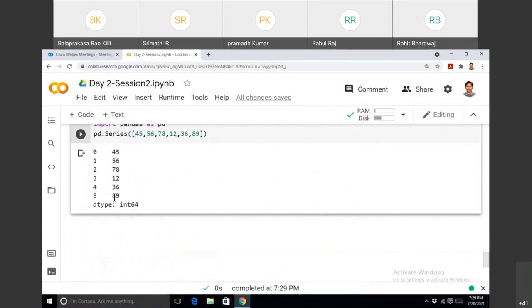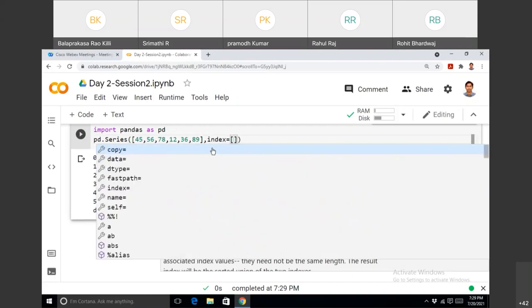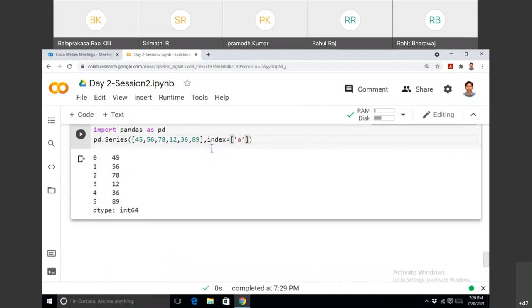So what is the advantage of these explicit indices? Although it is giving these default indexes, you can give your own indexes. How to give your own indexes? There is an option called index. This index, you pass on. No need to pass only integers. You can give strings also. Let me give some strings. Okay, A. Let me give A, B, C, D, E. How many are there? 1, 2, 3, 4, 5, 6. A, B, C, D, E, F. Let me give.